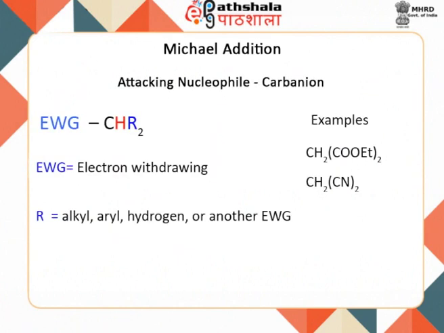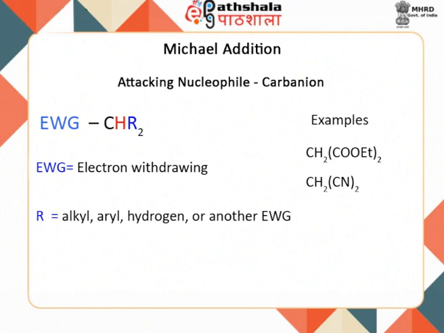Next, we talk about a very important named nucleophilic addition reaction, Michael addition. When the nucleophile attacking an alkene joined to an electron withdrawing group is a carbanion, then the nucleophilic addition is termed as Michael addition. Here, the organic substrate which leads to the formation of the attacking nucleophile is of the form electron withdrawing group CHR2. Here, the alpha hydrogen with respect to the electron withdrawing group is acidic and generates a carbanion when reacted with an appropriate base such as NaOH or sodium alkoxides.